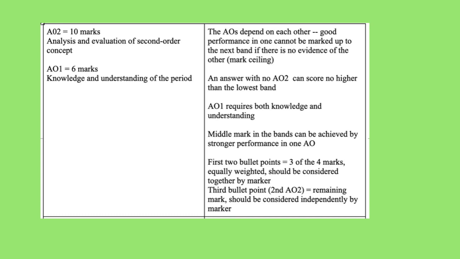That brings us on to AO1, which is for the remaining 6 marks. That is your knowledge and understanding of the period. When explaining your thinking, you need to be bringing in evidence from your own knowledge to support your argument.